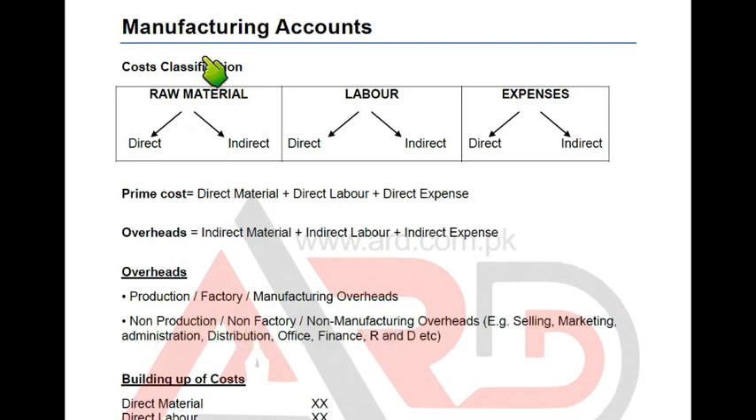So I hope you are getting the key points relating to cost classification. Firstly, we discussed cost has three elements: material, labor, expense. Secondly, we discussed cost can be direct or indirect. Thirdly, we discussed cost can be production or non-production. Let's move forward.